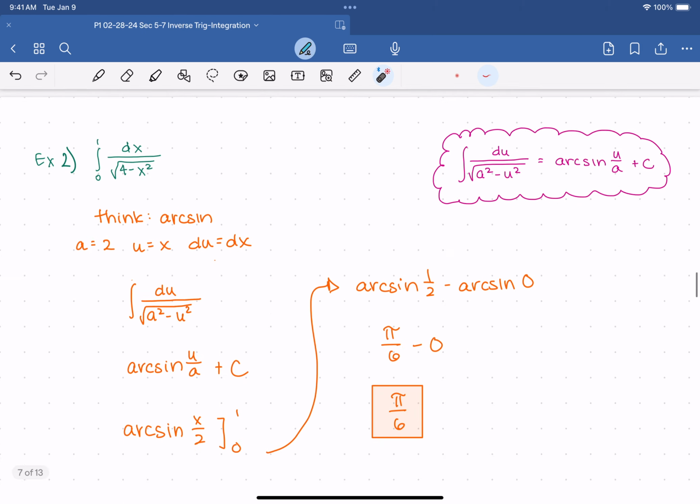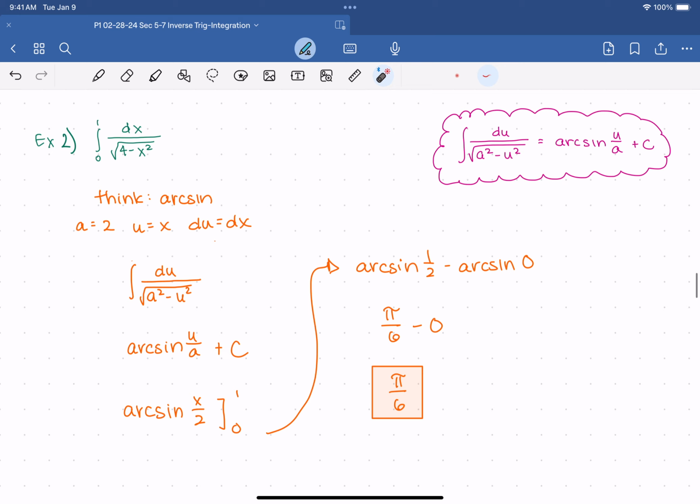Okay, example 2. So here's example 2. I see a composition. I do not have the derivative of the inside elsewhere in the problem. The derivative of the inside would be negative 2x. Sure, I could put a negative 2, but I can't make up with a variable, so this is not going to be a u sub problem, but I do have a square root in the bottom with a constant minus a variable. That's arcsine. And here's the arcsine formula.